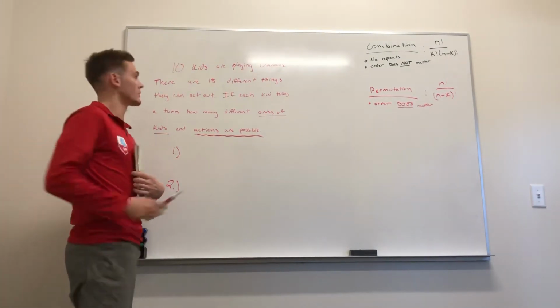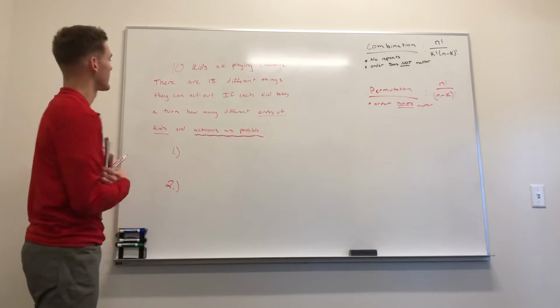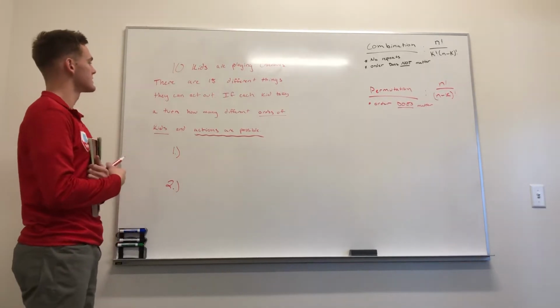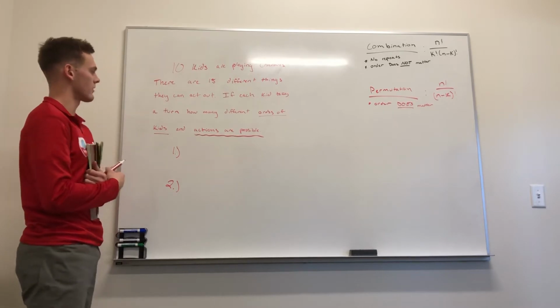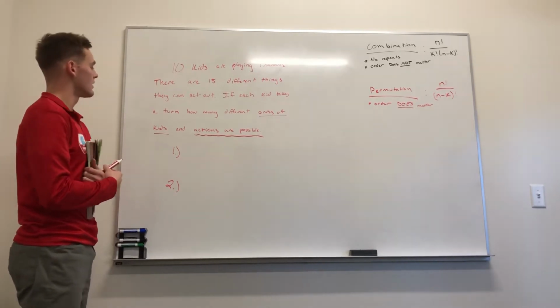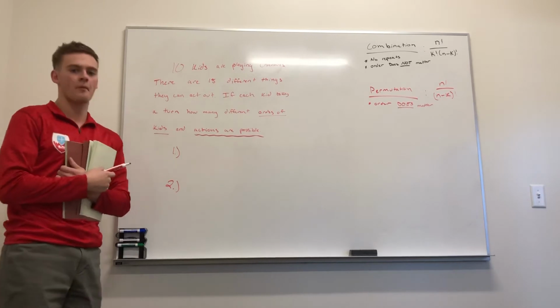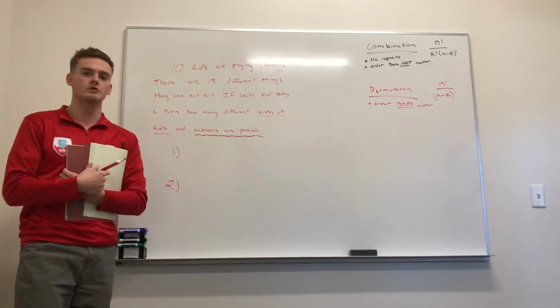First, for the word problems, this is our first word problem of the day. 10 kids are playing charades. There are 15 different things they can act out. If each kid takes a turn, how many different orders of kids and actions are possible? You can take this video and pause it now and try to figure it out for yourself.